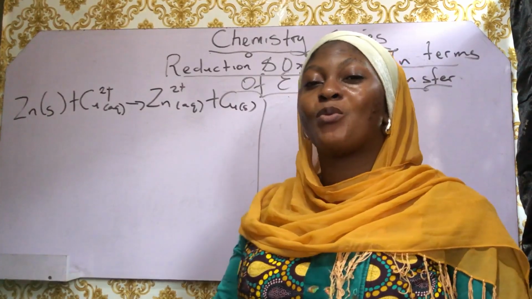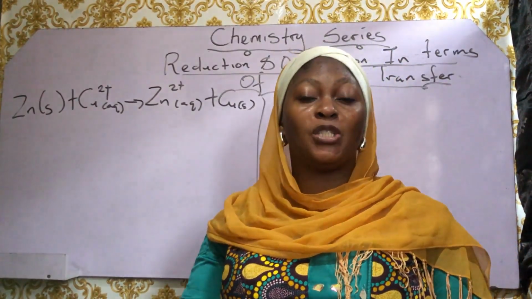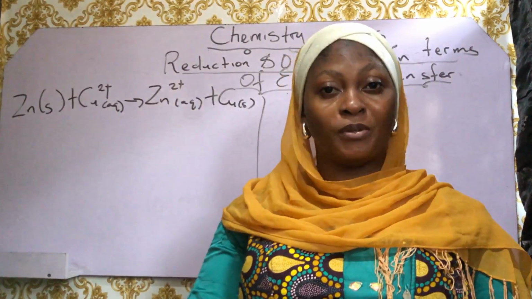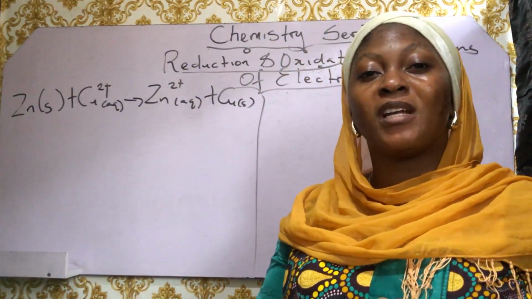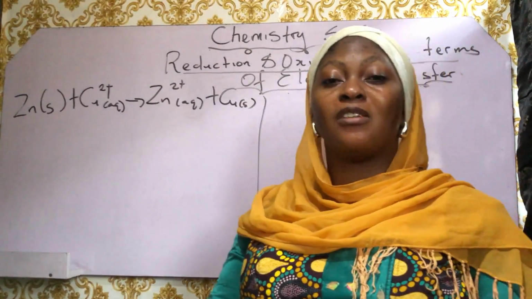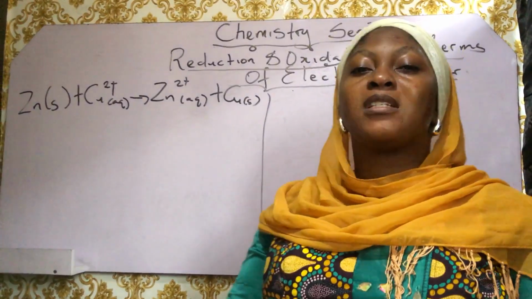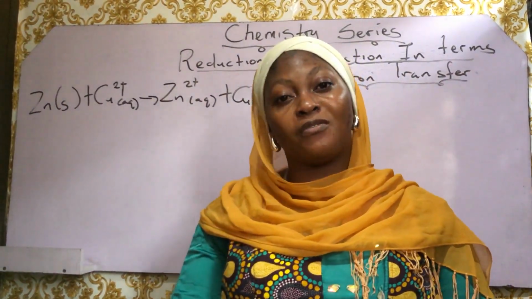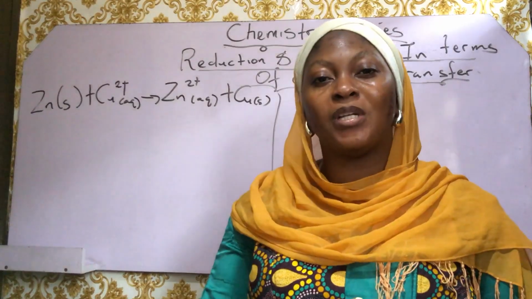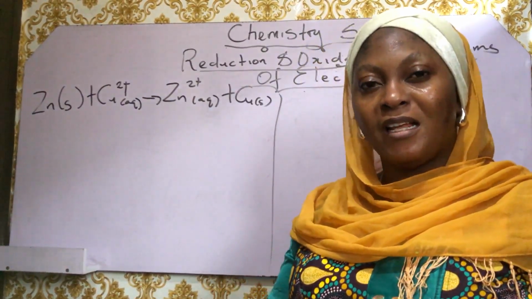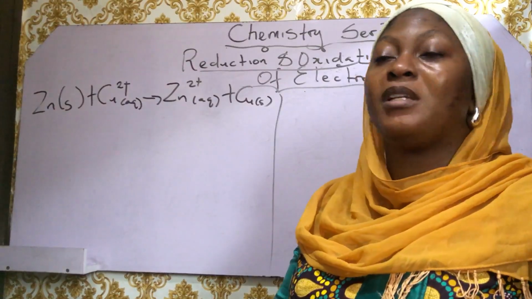In today's class, we are still going to be considering the definition of oxidation and reduction. But here we are going to be talking about the definition of reduction and oxidation in terms of electron transfer. Oxidation is a loss of electron from a substance, while reduction is the gain of electron. Let's see what we are talking about with the example on the board.